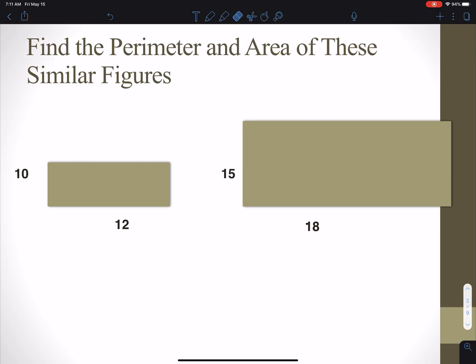Let's find the perimeter and area of these similar figures. So I'd like you to do that. Pause it and find it, and then meet me back when you're ready.